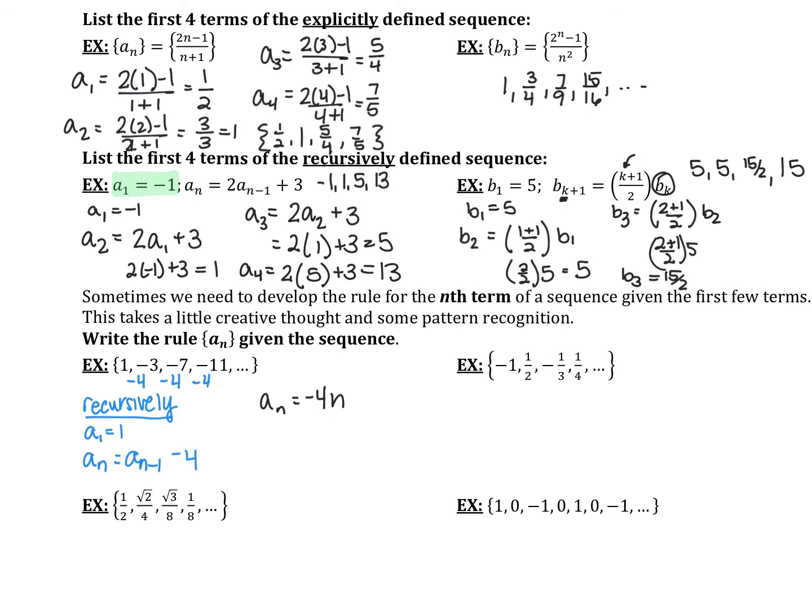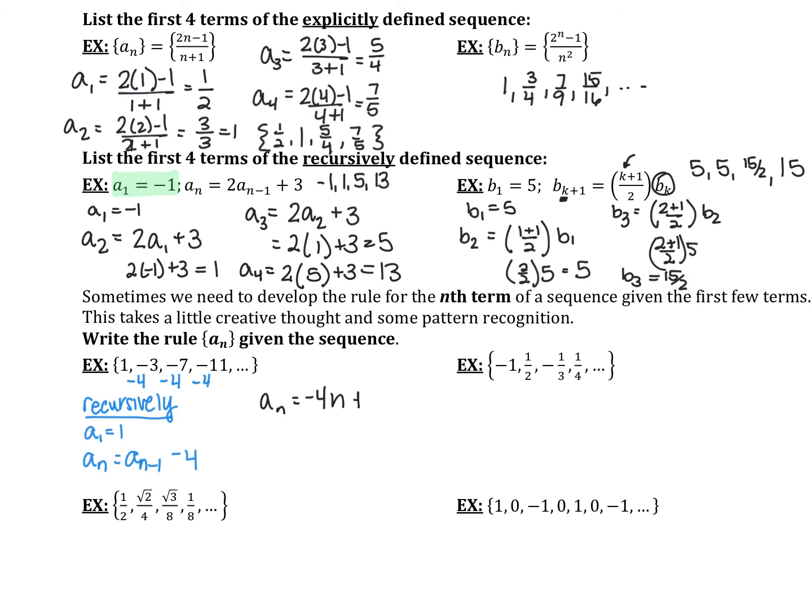So if I tried n right now, and I plugged in a sub 1, what I should get is 1. Well, the problem is, if I plug in 1 right now, I get -4. That's not the same as 1. Or if I plug in 2, I should get -3, and I definitely don't get -3 when I plug in 2. So is there something I can add or subtract to this number that will get me back to where I started, or the sequence that I have?